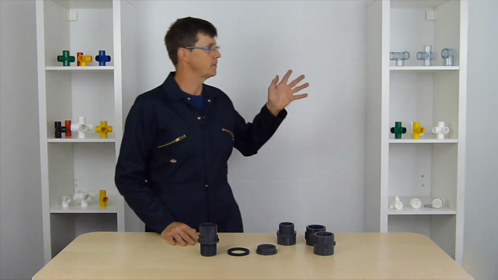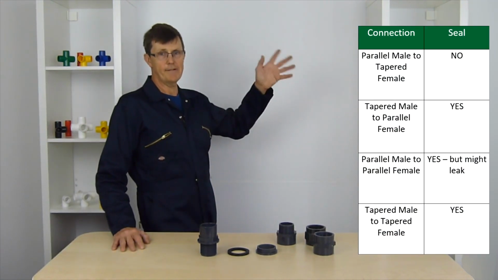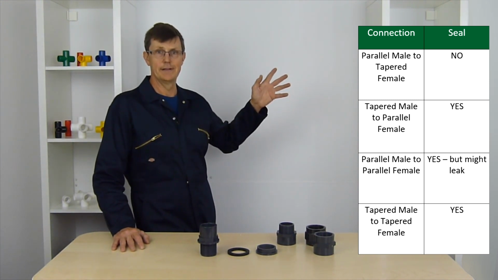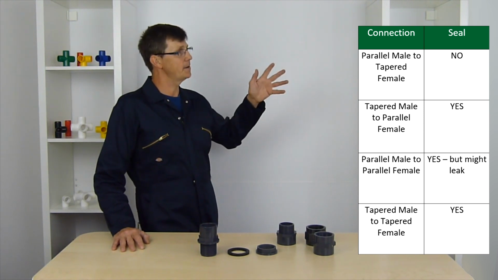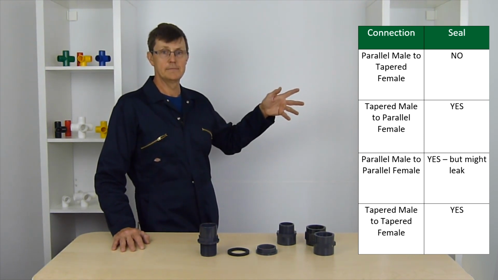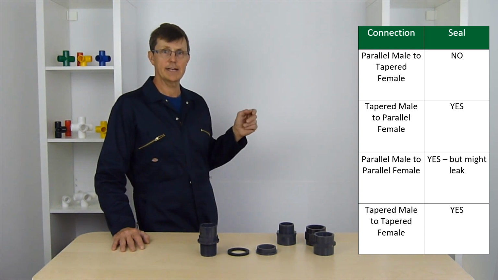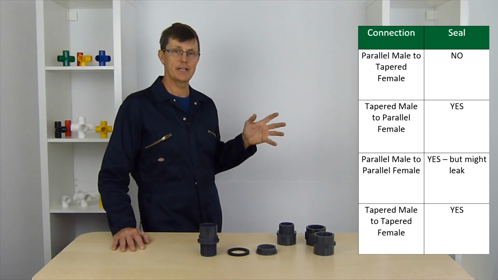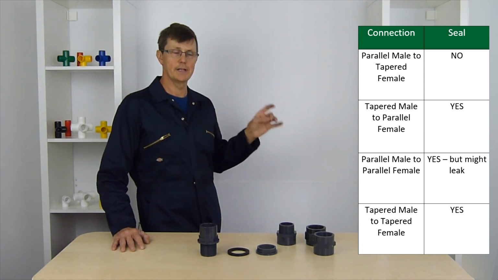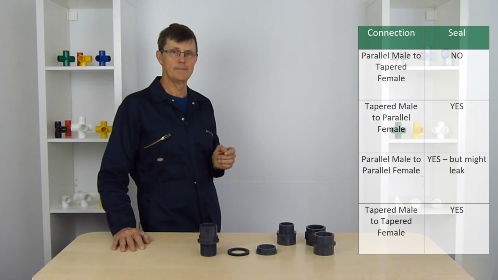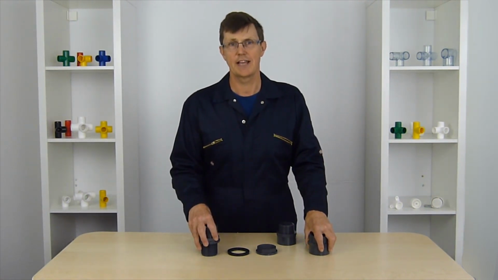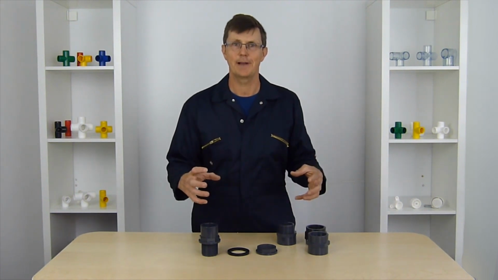Just to sum up, we'll look at the table here. A parallel male to a tapered female is a big no-no. A tapered male to a parallel female is probably the best seal you're going to get. A parallel male to a parallel female is still probably going to seal. It might not be the easiest seal to get, you might get the occasional drip coming out of it, but in general that's okay as well. So I hope that's cleared up some of the mystery between parallel and tapered threads, and when to use which thread and which ones are compatible.